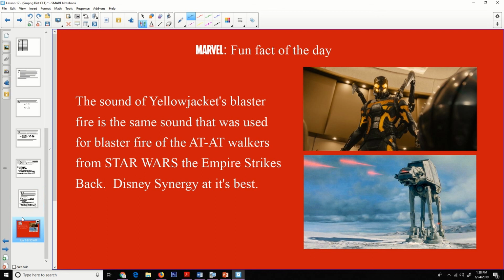So, the Marvel fun fact of the day: the sound of Yellow Jacket's blaster fire is the same sound that was used as the blaster fire of the AT-AT walkers from Star Wars The Empire Strikes Back. This is Disney synergy at its best, since Disney owns all of that stuff now. They will be our corporate masters someday. I'll leave you with that dark fact.